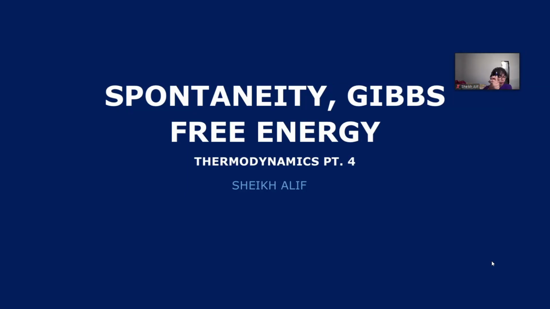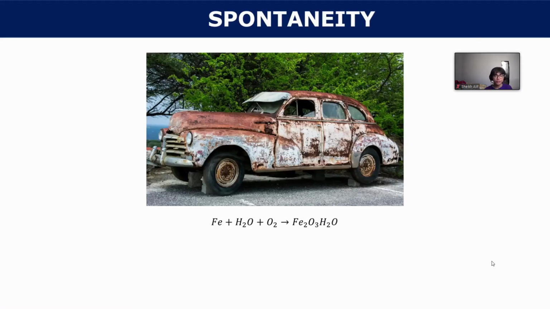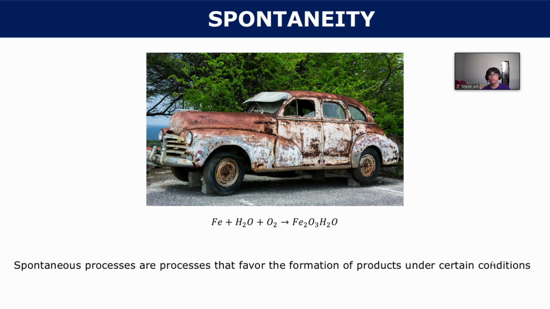Today we're going to go over spontaneity and Gibbs free energy. So I want to start off with spontaneity, and to demonstrate what that is, I want you to look at the rusting of iron. The thing about the rusting of iron is that if you leave any piece of iron out on the outside, it's going to rust. And that is exactly what a spontaneous reaction is.